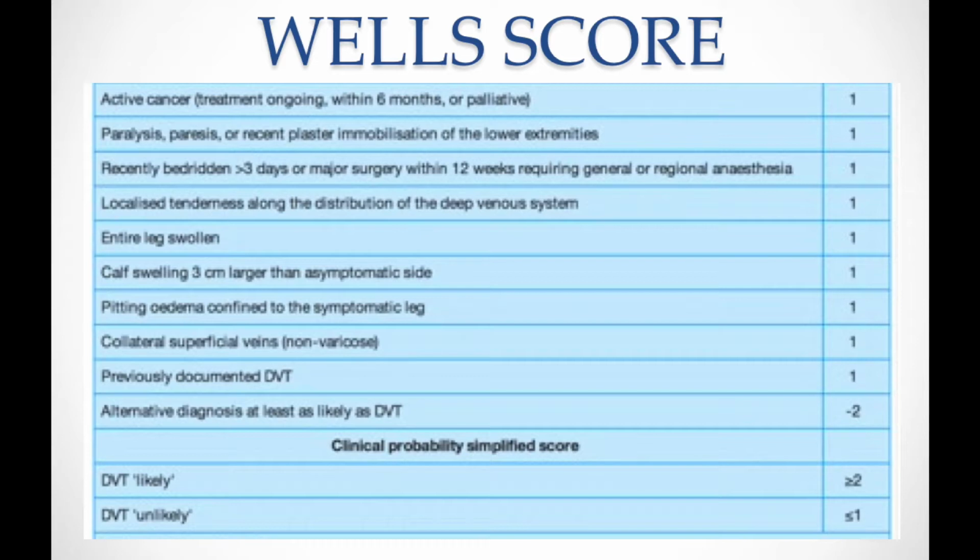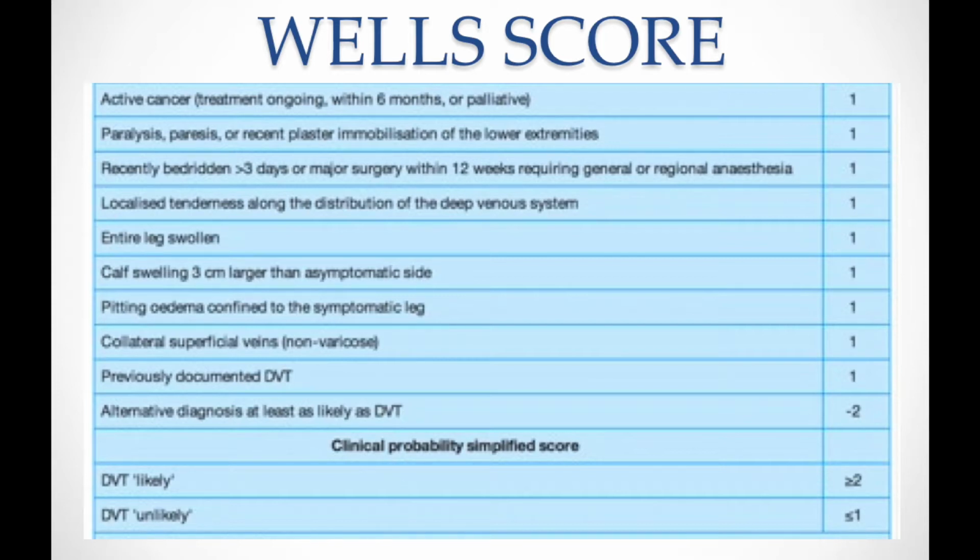So going down the list, if there's active cancer, which is treatments ongoing within 6 months, or palliative, the patient scores a 1. Paralysis, paresis, or recent plaster immobilization of the lower extremity, the patient gets a 1. Recently bedridden over 3 days, or major surgery within 12 weeks requiring general or regional anesthesia, the patient scores a 1. Localized tenderness along the distribution of the deep venous system, a 1.